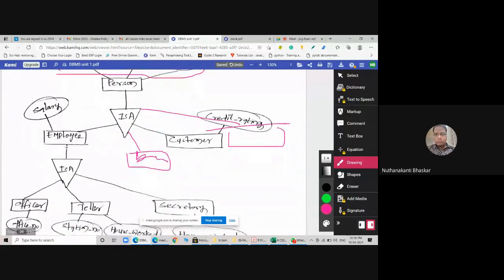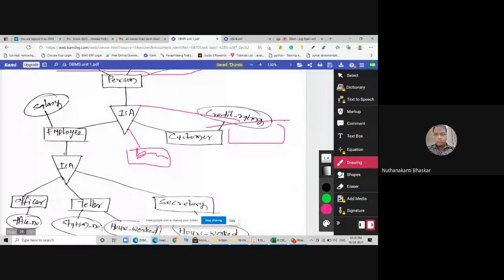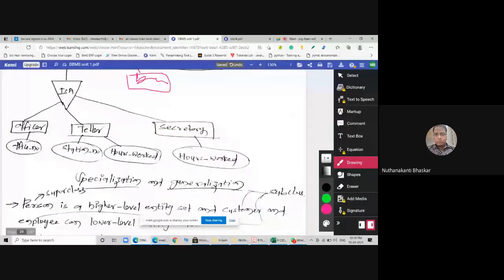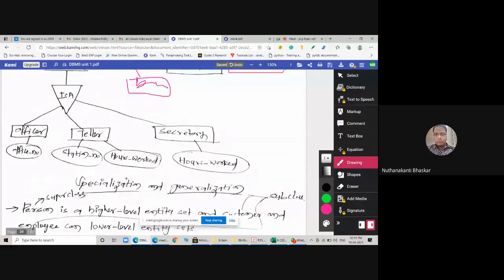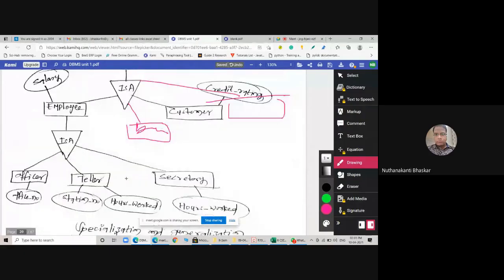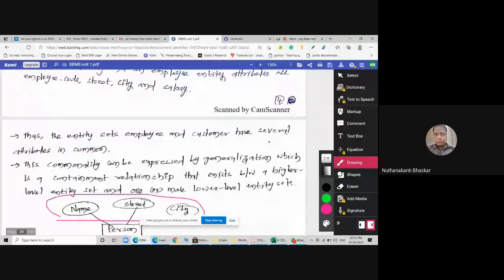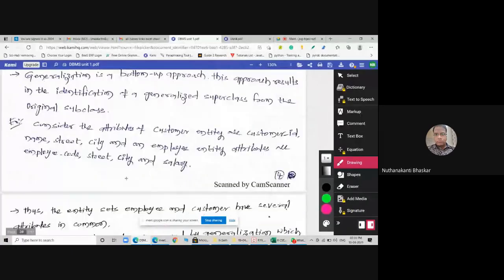Again, this employee can be classified into officer, teller, security, and so on. Here we can derive from top to bottom. When we are moving specifically, that is called specialization. When you are moving generally, that is generalization. Specialization and generalization are part of the class hierarchy.